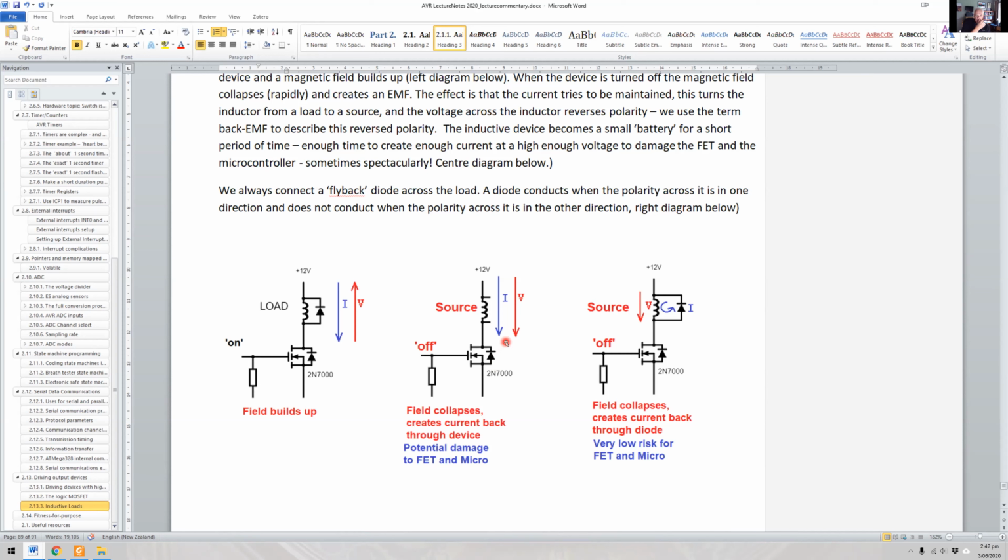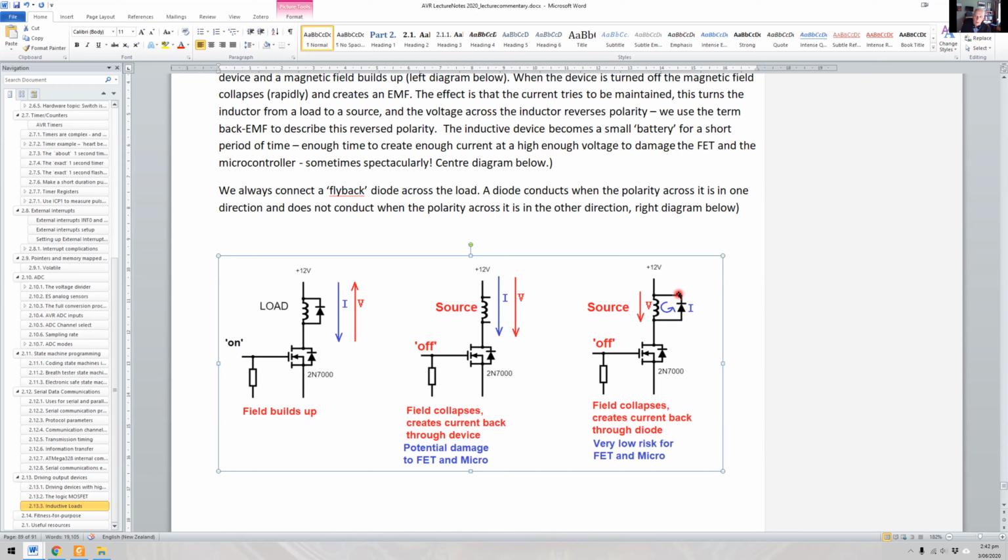And so that's okay for a small circuit. We could possibly rely on the built-in diode of the FET, but that's not very good. So really what we do is we connect this diode here. And of course, now our voltage is in the opposite direction. The voltage will then cause the current to flow back around this direction here, and it will not go to the FET, and it won't damage it. So this flyback or flywheel diode is critical for inductive loads, okay?